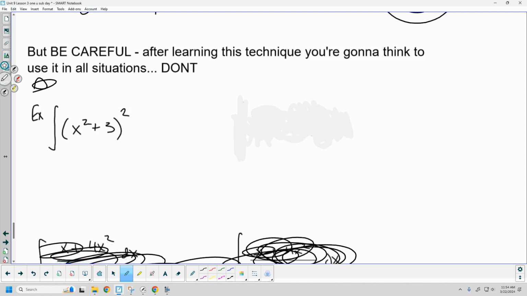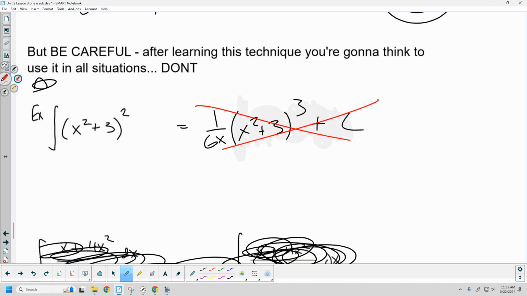And many of you will get the answer 1 over 6x, x squared plus 3 cubed plus c, and you are right. I undid the derivative of the stuff.